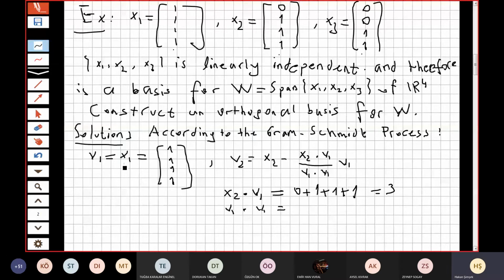So V1 is equal to X1, the dot product is equal to 1 plus 1 plus 1 plus 1, which is equal to 4. Therefore, it is equal to X2 minus, namely 0, 1, 1, 1, minus, first we should write the scalar. So the numerator is equal to 3 and the denominator is equal to 4 times the vector V1. What is V1? This is equal to X1. So we have 1, 1, 1, 1.